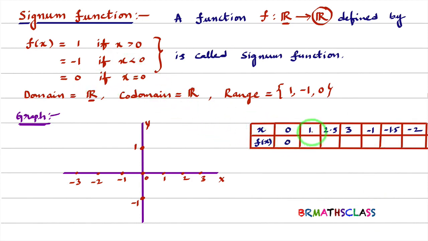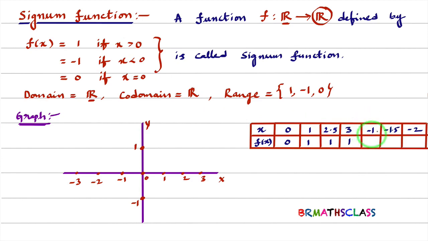When x is 1, what is f of 1? As 1 is greater than 0, f of 1 is 1. What is f of 2.5? 2.5 is greater than 0. So f of 2.5 is 1. F of 3. As 3 is greater than 0, f of 3 is 1.